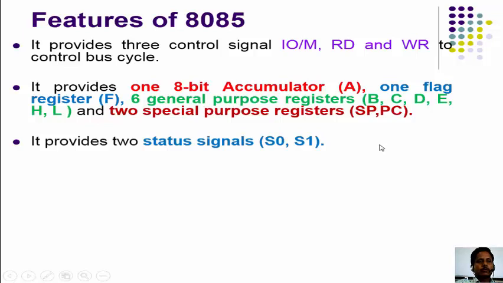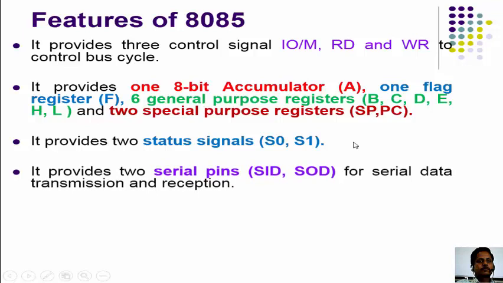It provides two status signals, S0 and S1. For serial communication, data transmission and reception, we get two pins with this 8085, that is SID and SOD. SID means serial input data and SOD stands for serial output data. SID is used to receive the data and SOD to transmit the data serially, that is bit by bit, one after another.